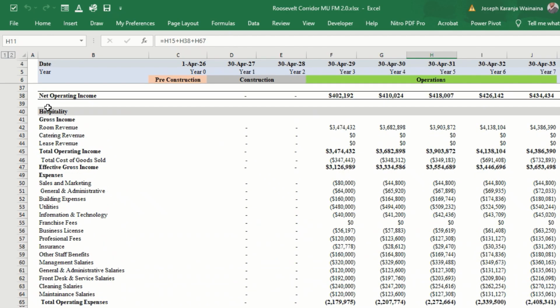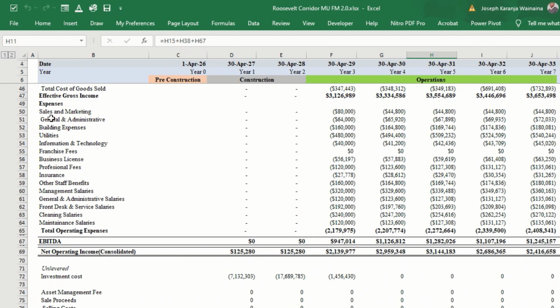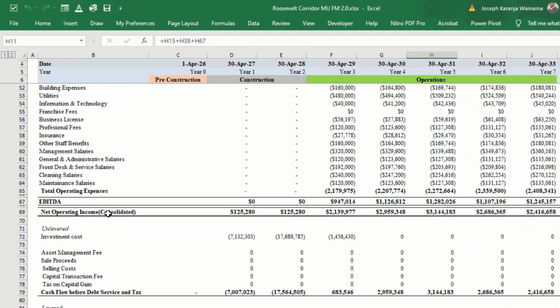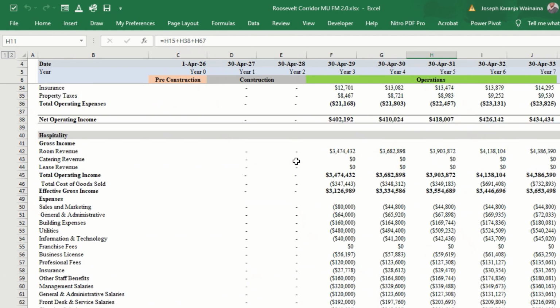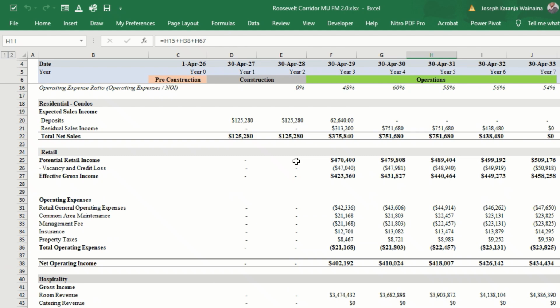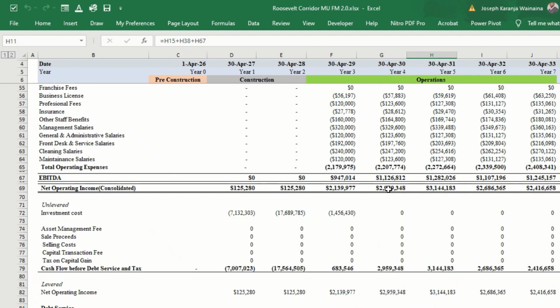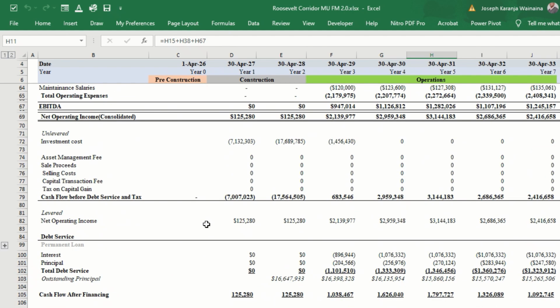On this section, we have the hospitality. These are the incomes that you expect to earn. This is the gross income. We have the total operating income, and this is the total cost of goods sold. We have the effective gross income. These are the expenses coming from the hospitality section. This is the expected EBITDA for the hospitality. The net operating income consolidated, carrying the hospitality, the retail, as well as the residential components, is brought down here below. You can see that's the section.